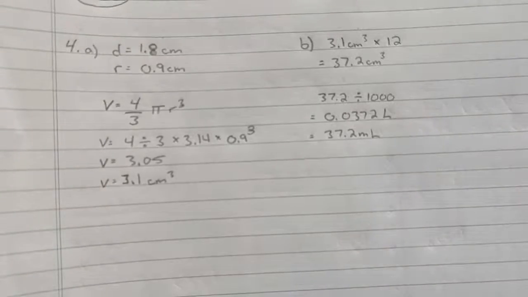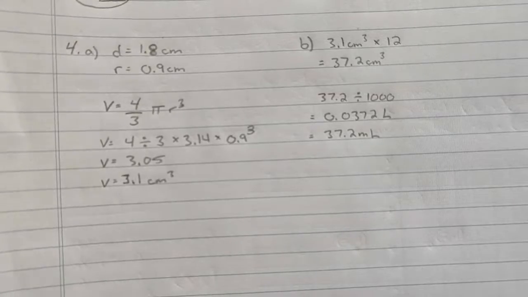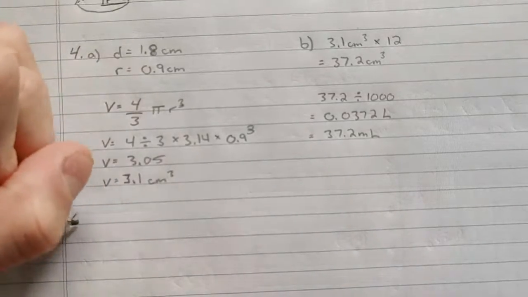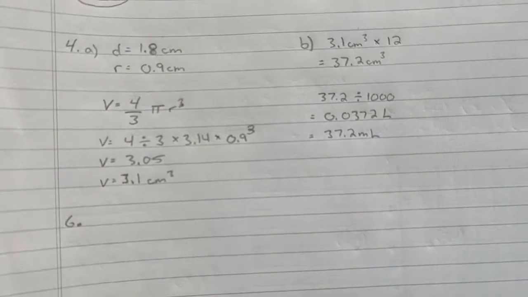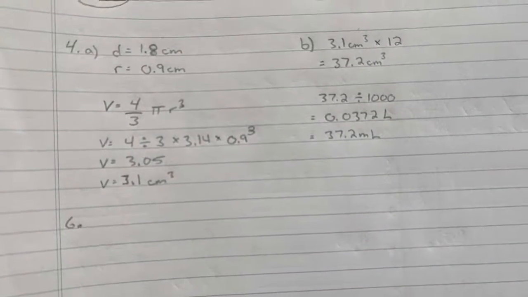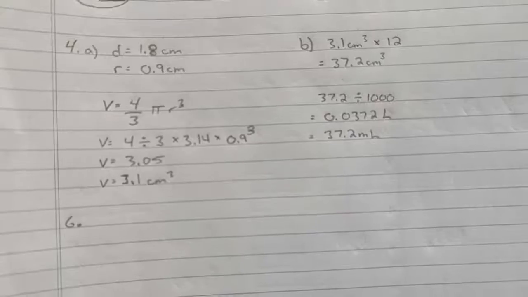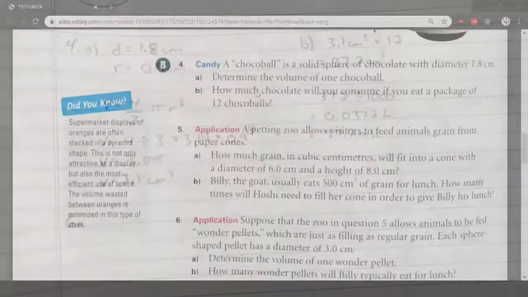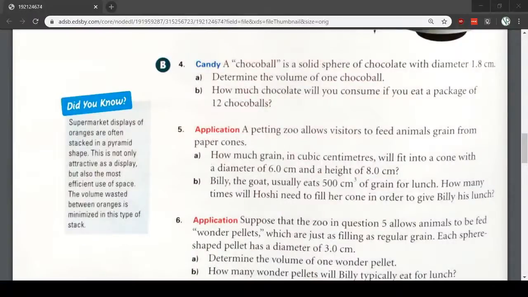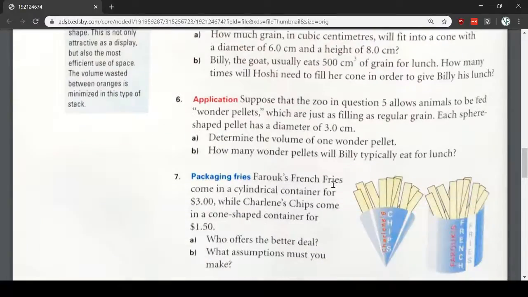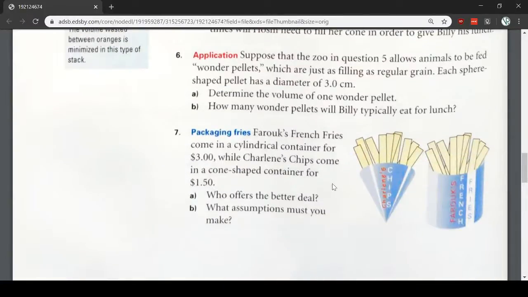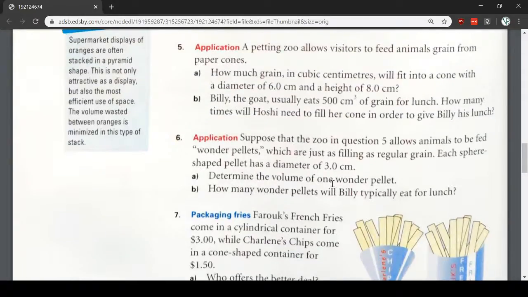Taking a look at number 6. Number 6 says, suppose that a zoo, question 5. Oh, sorry. So number 6, you actually have to do number 5. I should have probably assigned number 5 as well. Let's take a look at number 5 first, then we can do it.